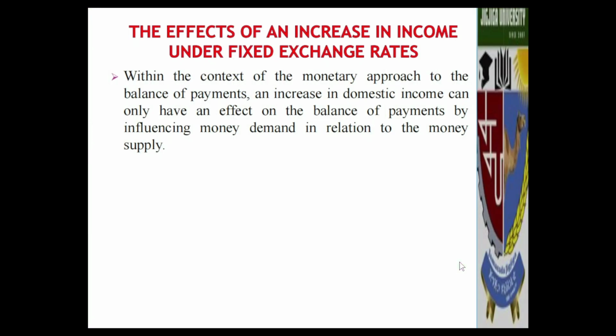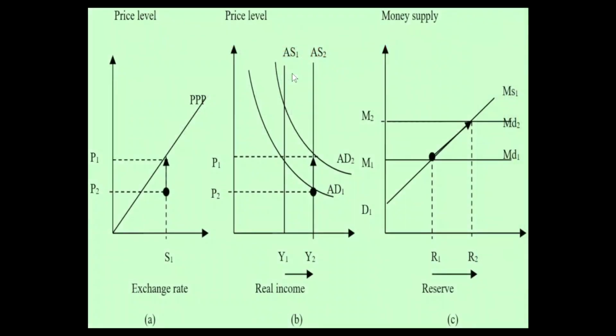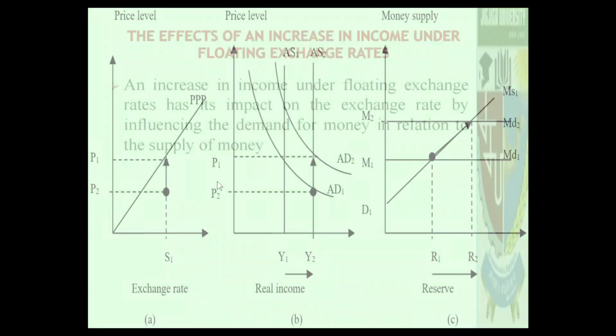So the effect of an increase in the income under a fixed exchange rate. Within the context of the monetary approach to the balance of payments, an increase in domestic income can only have an effect on the balance of payments by influencing the money demand in relation to the money supply. So this is what we need to consider within this exchange rate.